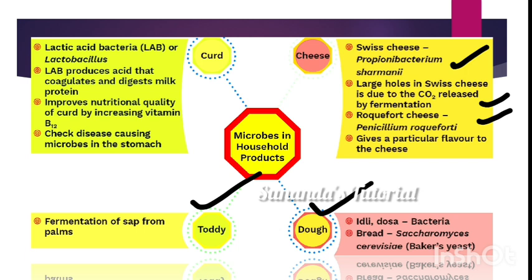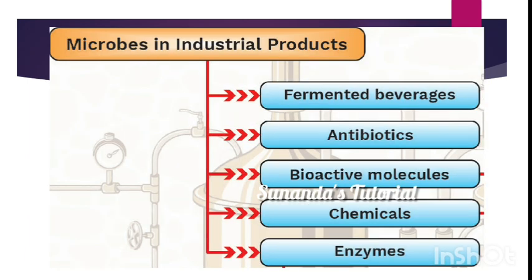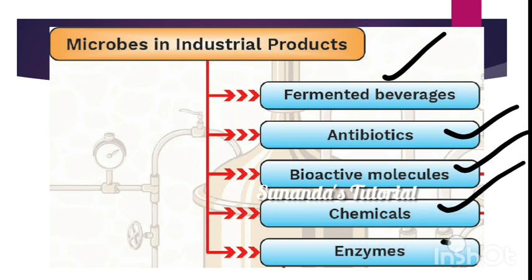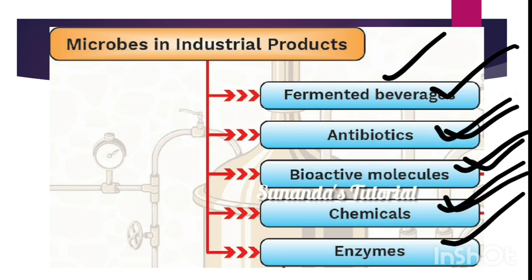Particularly bacteria. Next, these are some industrial sectors in which we can employ microbes to produce fermented beverages, then antibiotics, then bioactive molecules, some chemicals or organic acids. Next, we can also produce some useful enzymes by using microbes.